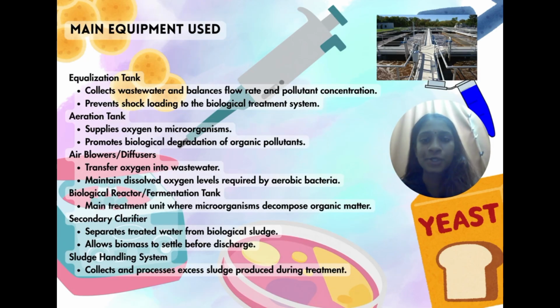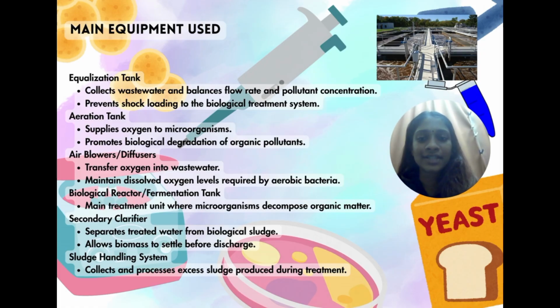Next, for the main equipment used, we will use 6 equipment, which are equalization tank, aeration tank, air blowers or diffuser, biological reactor, secondary clarifier, and lastly, sludge handling system. For the equalization tank, the tank will collect wastewater and balance flow rate and pollutant concentration. It will prevent shock loading to the biological treatment system.